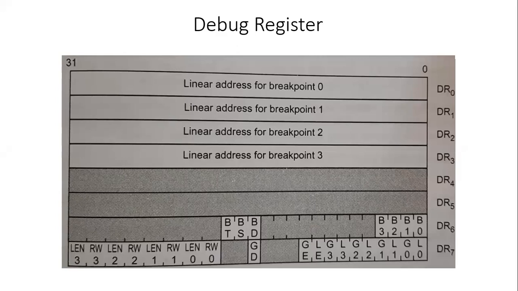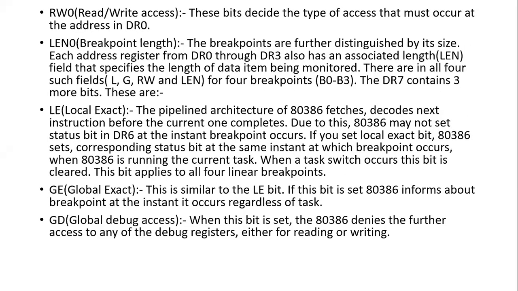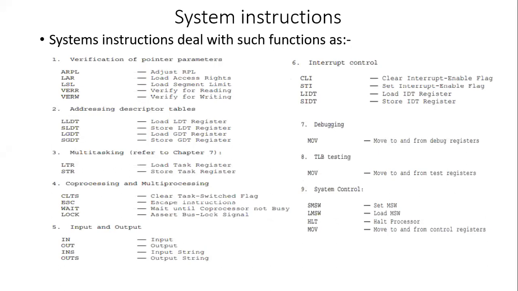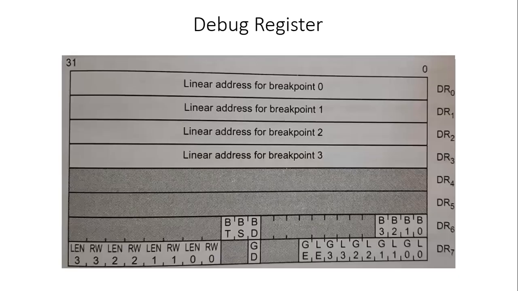Today we will discuss the remaining registers of the system architecture of the 80386, that are debug registers, test registers, and the last part is a few system instructions. So these remaining three parts we will see today. Let's get started with the debug register.